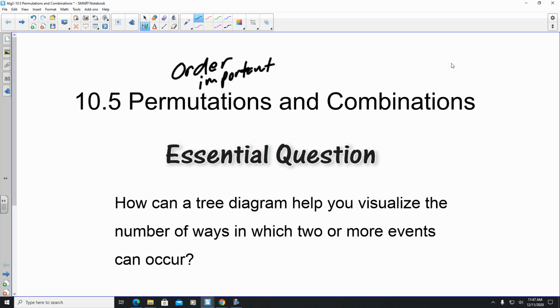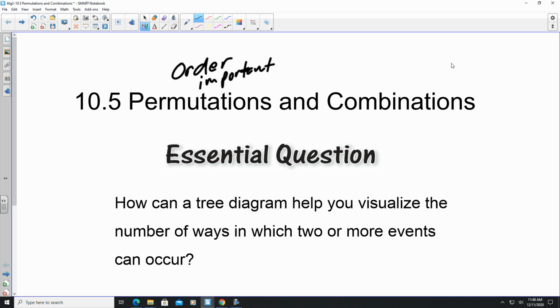So if you were to try to list possible outcomes for a race, so if you had first, second, third, you're trying to figure out the people, depending on how many people are racing, how many possible outcomes could there be. Someone has to be first, someone has to be second, someone has to be third. So order is important in that particular instance.